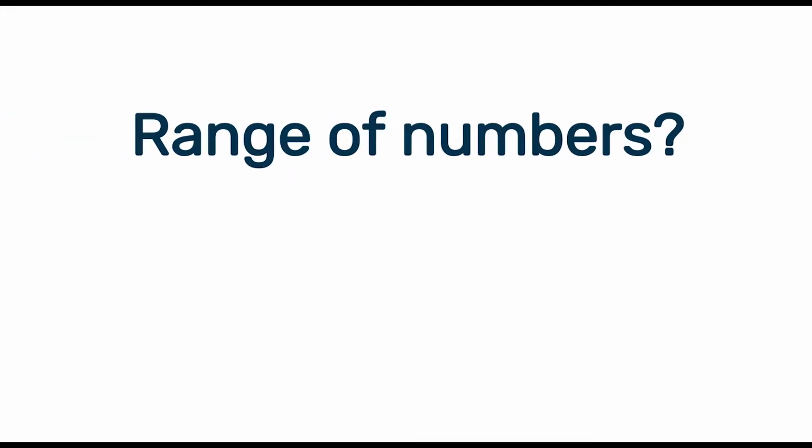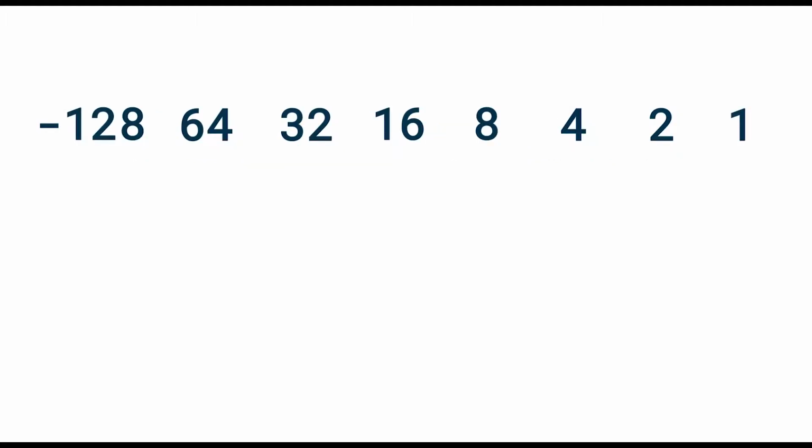Let's talk a little bit about the range of numbers we can represent with 2's complement. You'll need to know this for your AS. You may have noticed that by changing the 128 column into minus 128, it changes the range. This is due to the fact that we can now represent negative numbers.